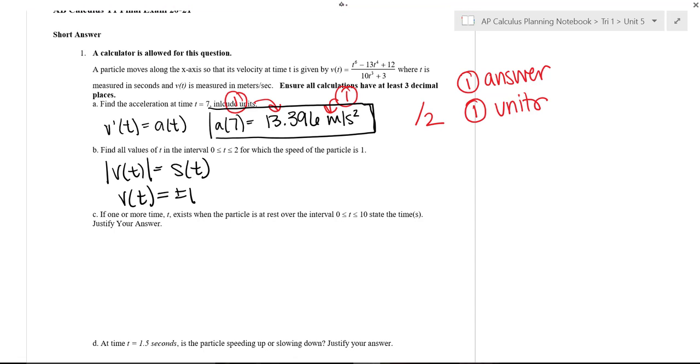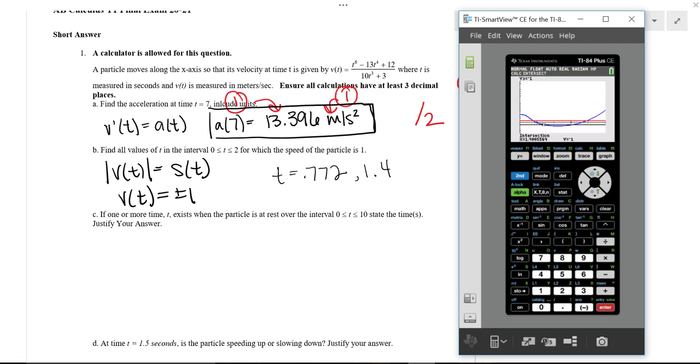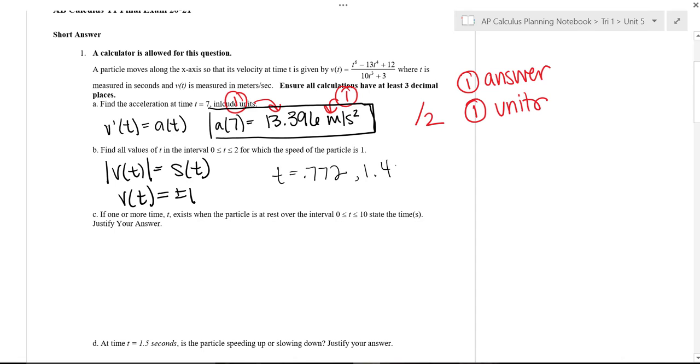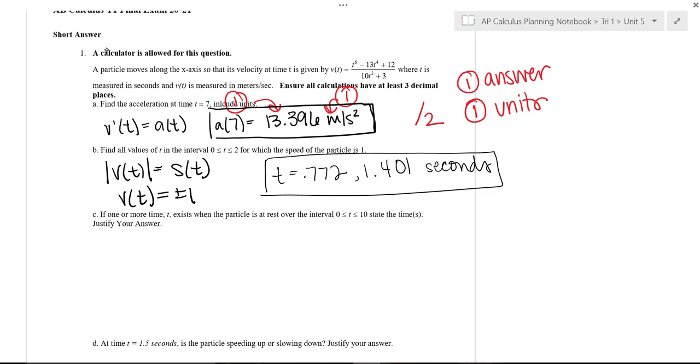So I'm going to come over here and I'm going to say t equals 0.772 and 1.401, with rounding. This was also 2 points. It was 1 for each answer.